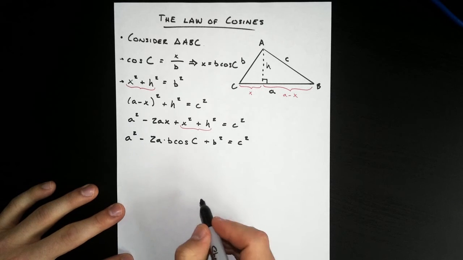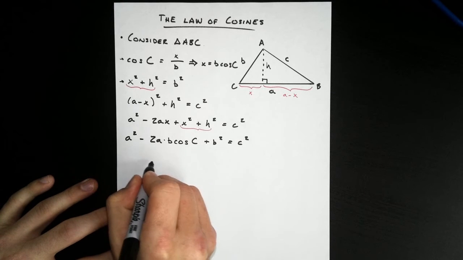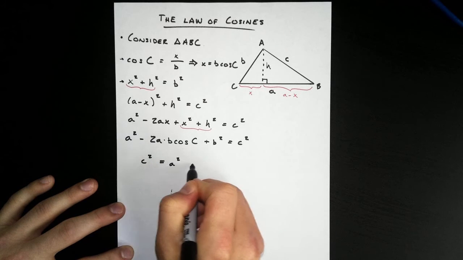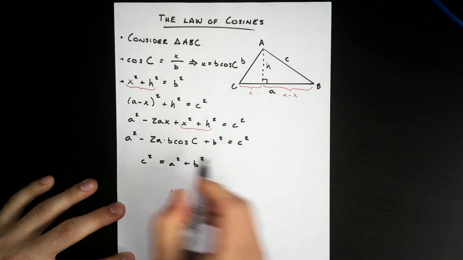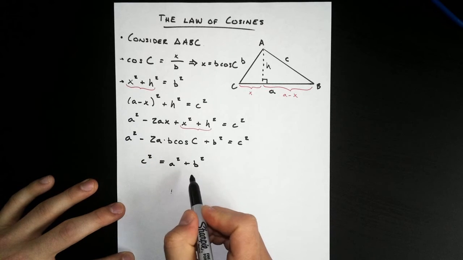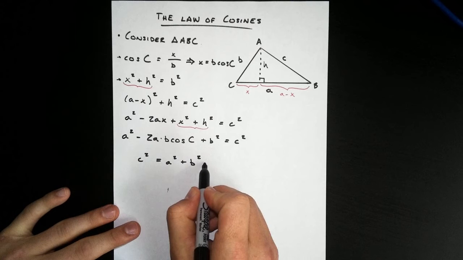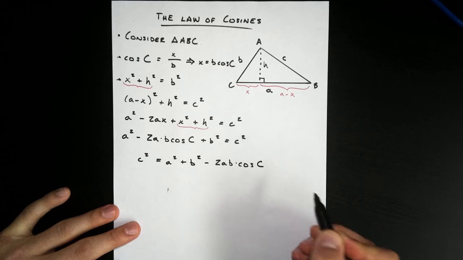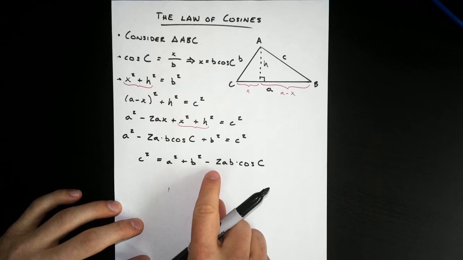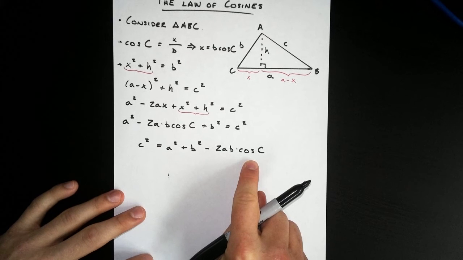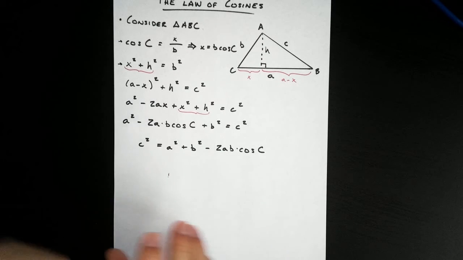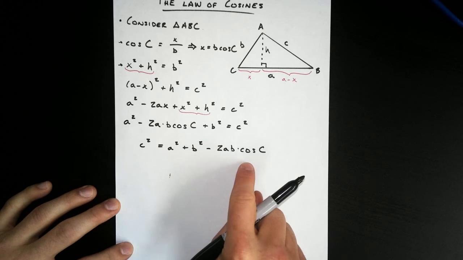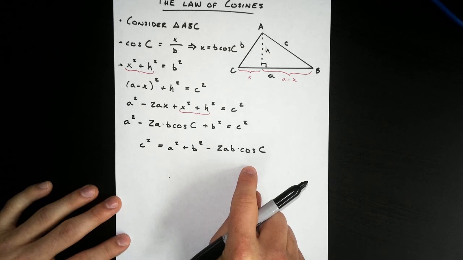And now let me just do a little bit of rearranging. I'm going to switch the order here, so c squared is equal to a squared plus b squared. So far this looks like the Pythagorean theorem, but we do have a little bit of extra here: minus 2ab times the cosine of c. This little bit of extra that we are subtracting at the end is what helps us take into account the fact that maybe this isn't a right triangle. But here, this is your law of cosines.